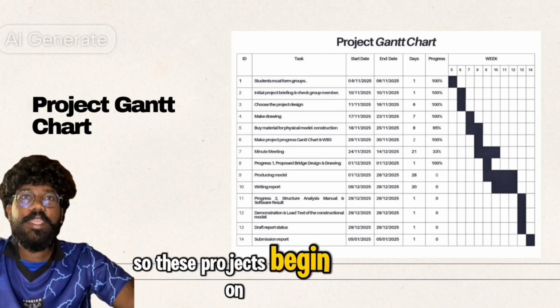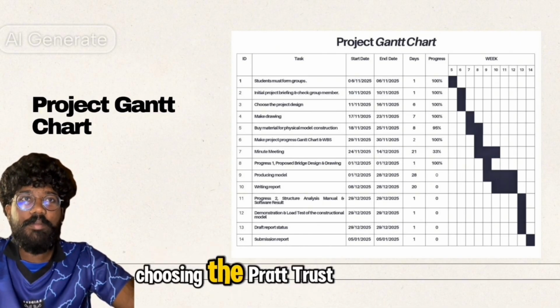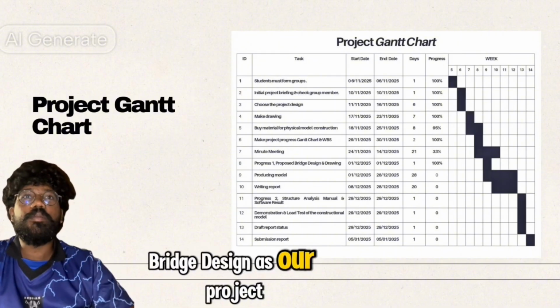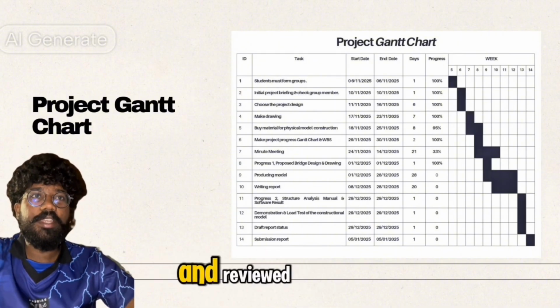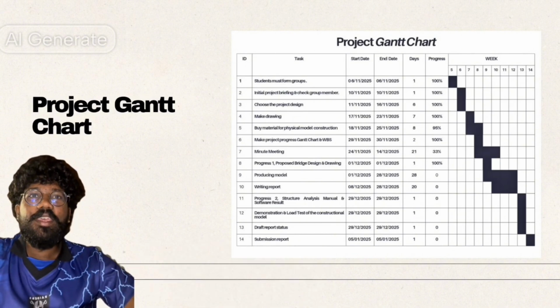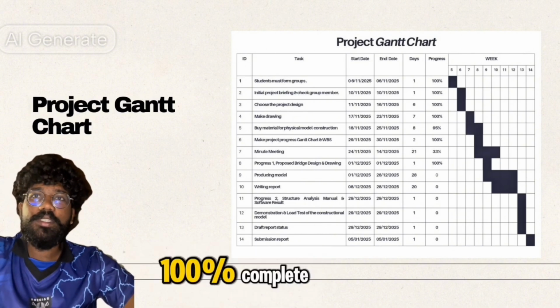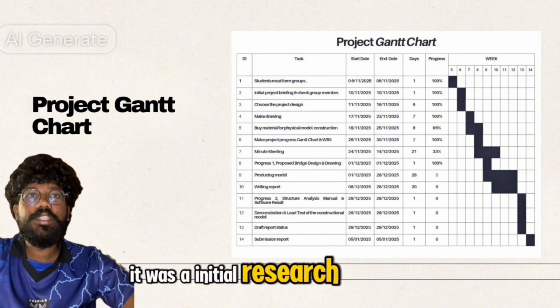So these projects begin on week 5, where our team began by choosing the Pratt Truss bridge design as our project topic. We also formed our group, assigned initial roles and reviewed the project requirements given by our lecturer. Following up, this progress was 100% complete.